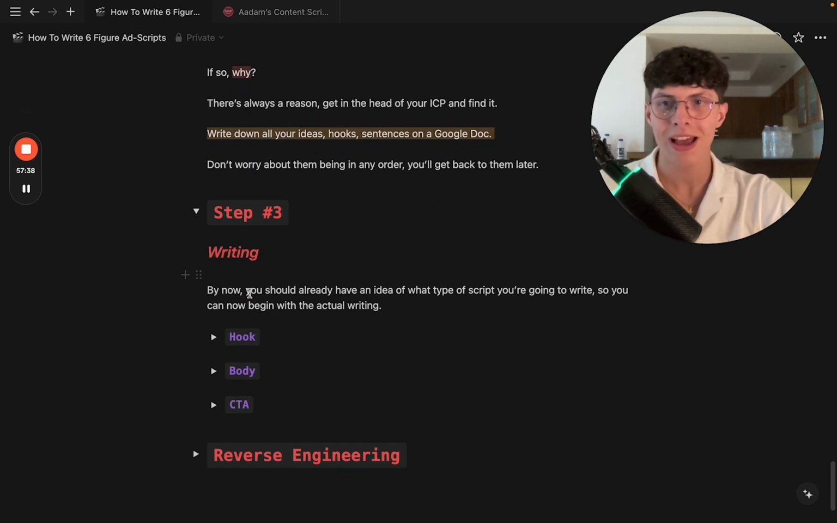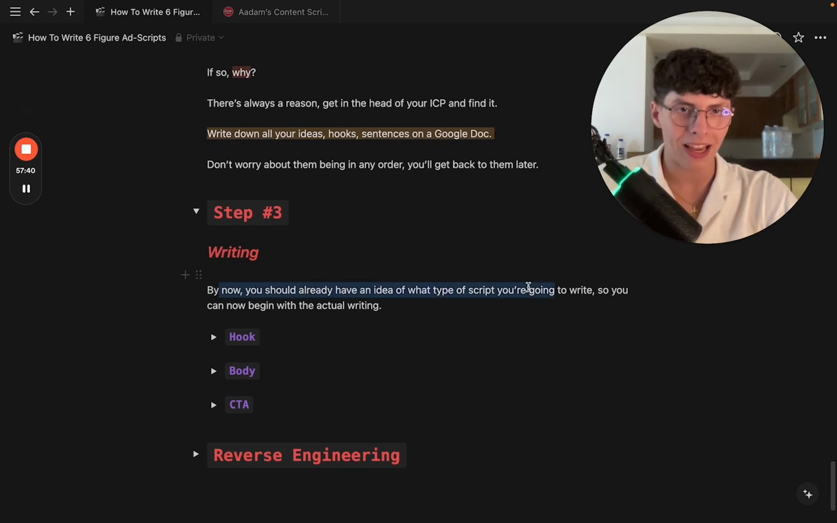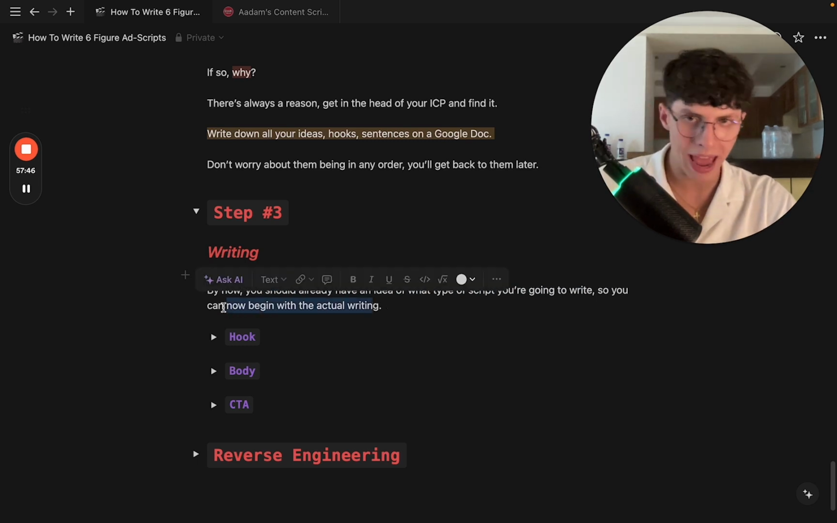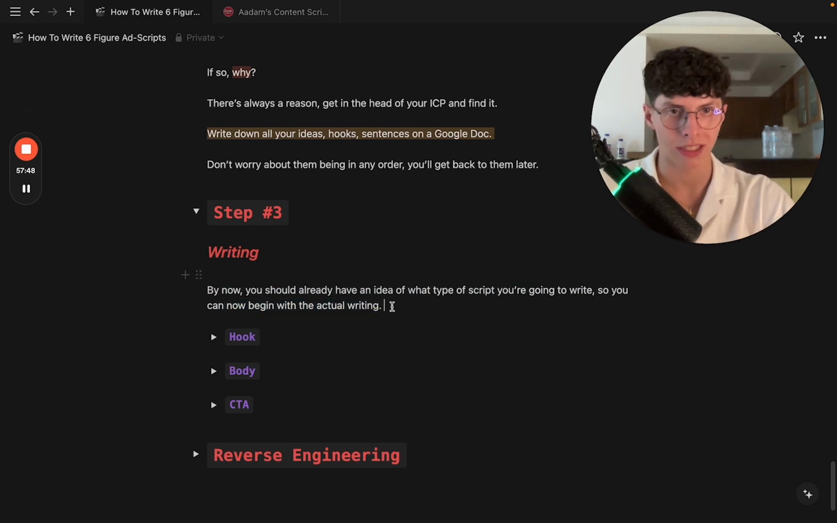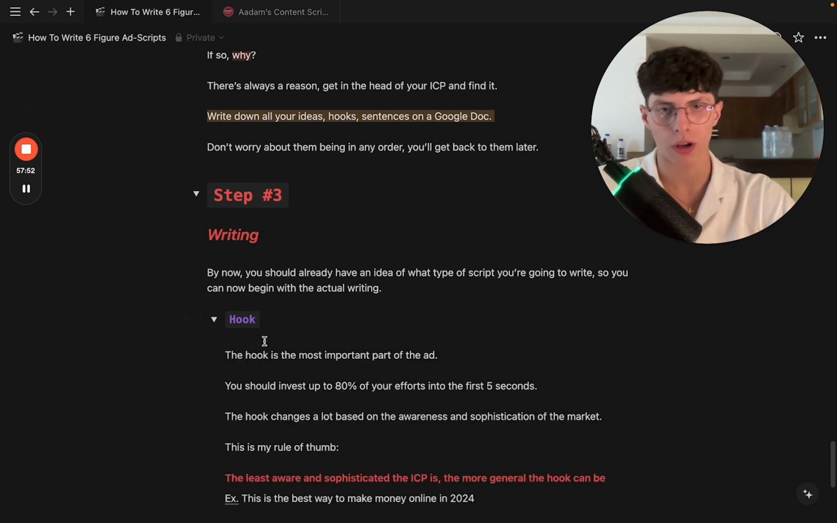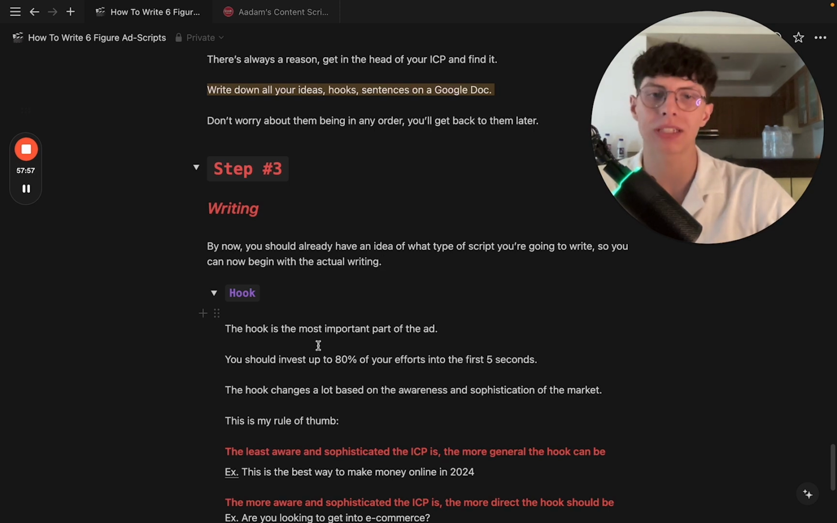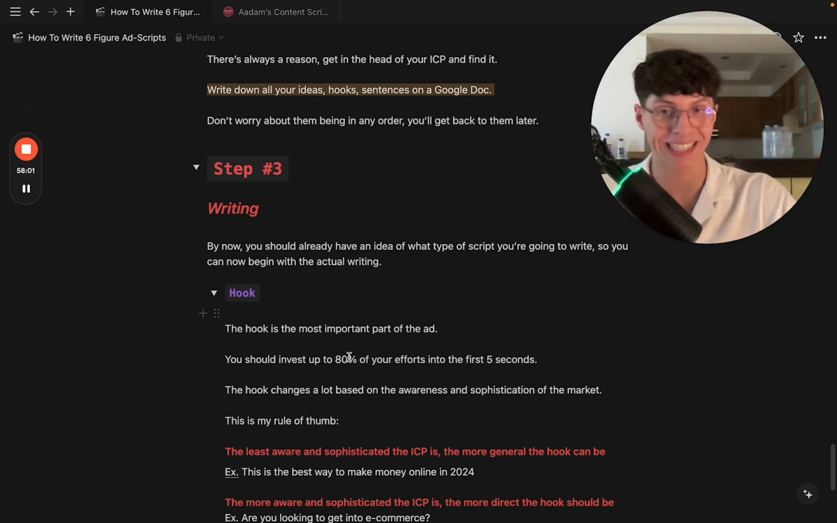Finally, okay? By now, you should already have an idea of what type of script you're going to write. You know if it's a flash offer, you know if it's going to be a problem solution ad, you know exactly what it is. So all you have to do now is get into the actual writing. The hook is the most important part of the ad. That's where you should invest up to 80% of your effort, because of those first 5 to 7 seconds.